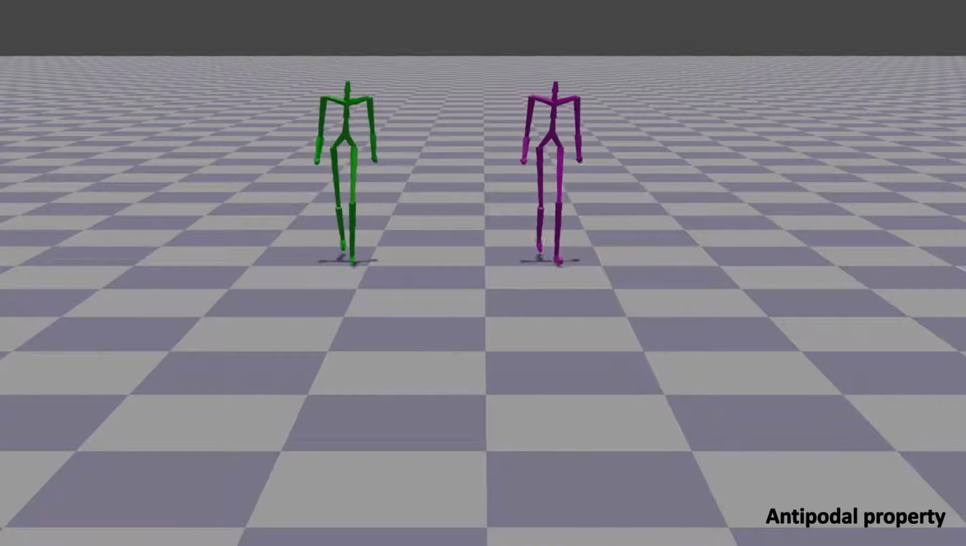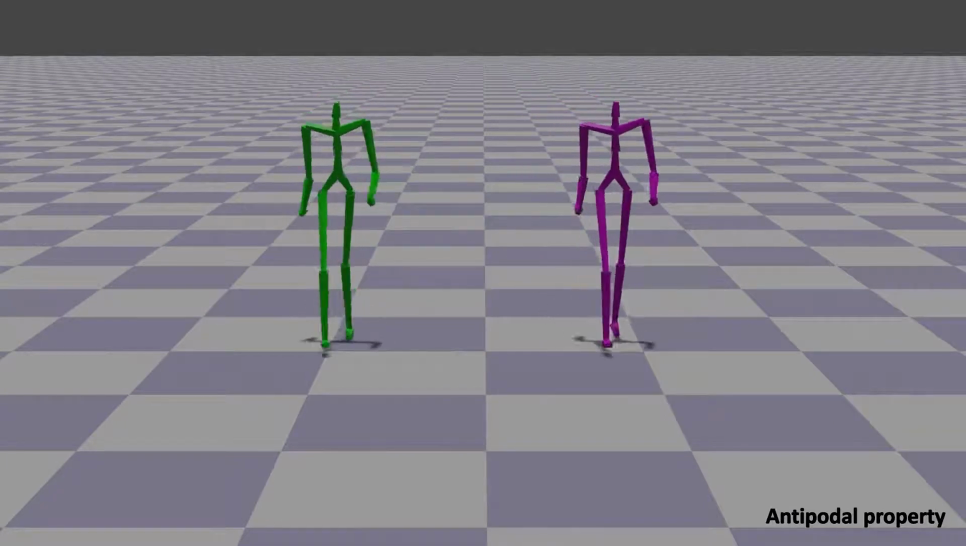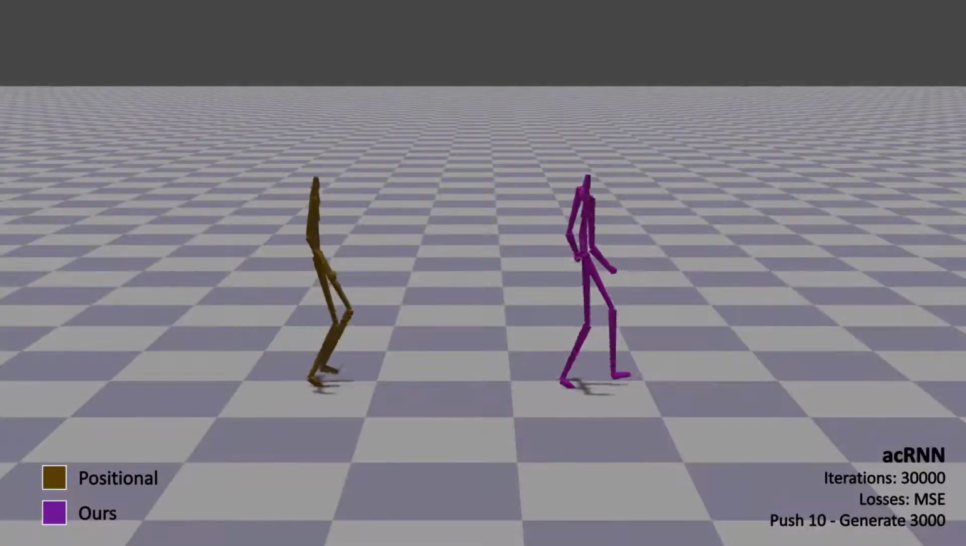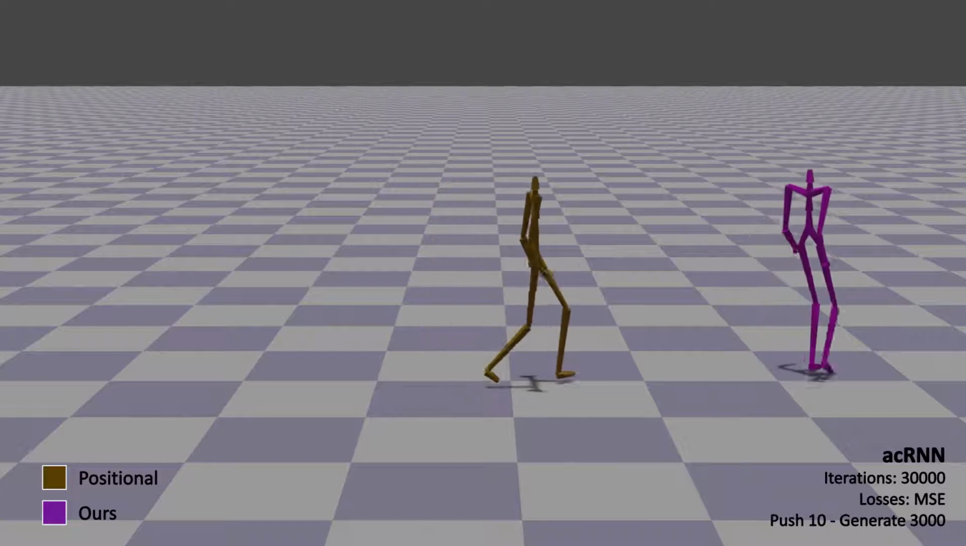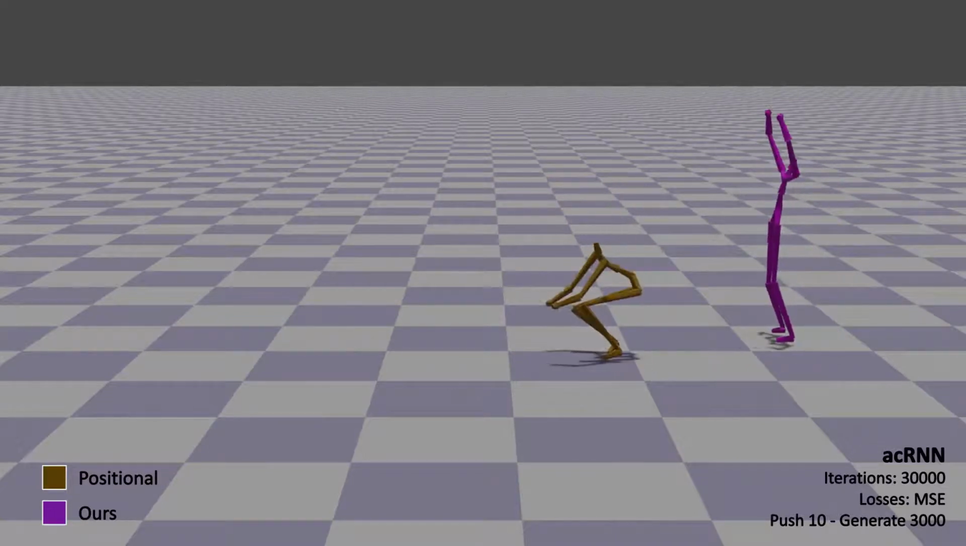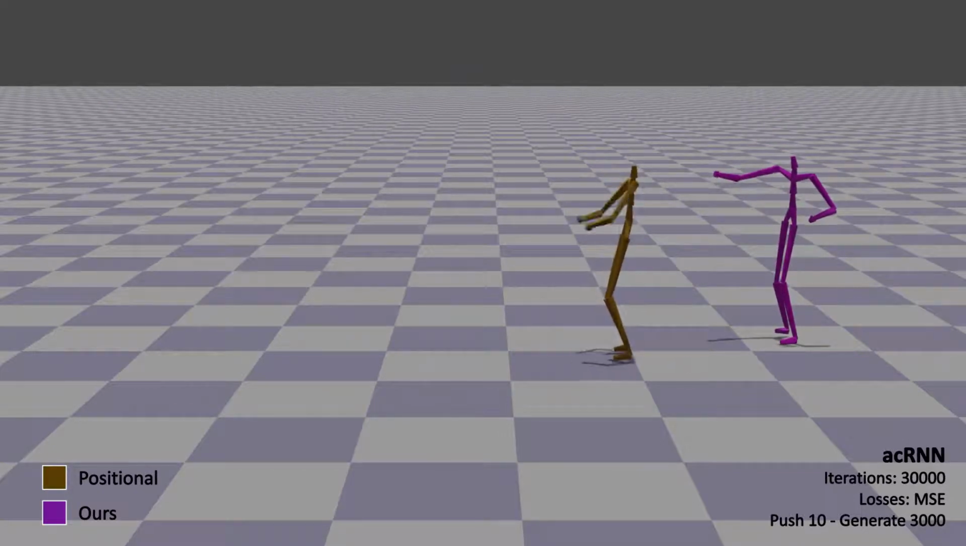First, we demonstrate the effect of the antipodal property, which is evident in the form of absurd flickering on the joints of the green character. Here we show the ambiguity on the orientation about the roll axis when the positional representation is used. Note the abnormal rotation around the limbs present on the brown skeleton. Our representation in purple overcomes this limitation while preserving the quality of the generated motion.